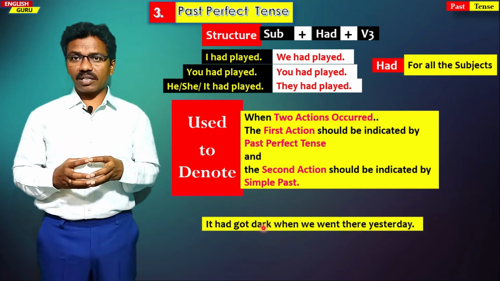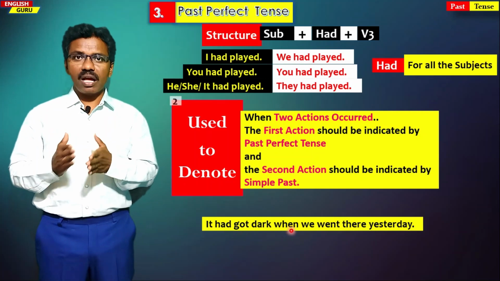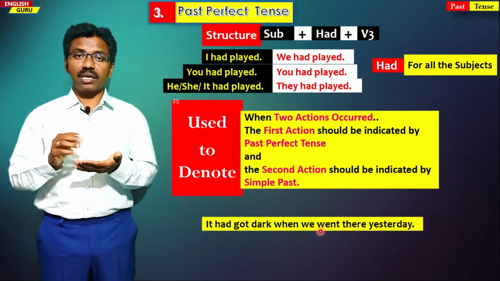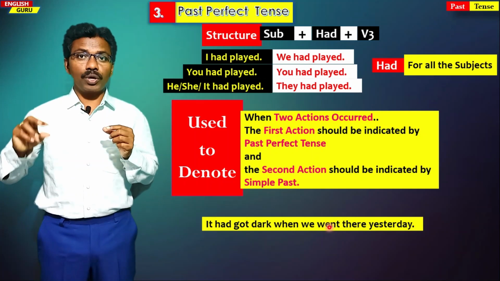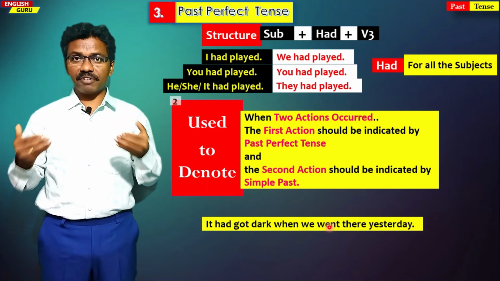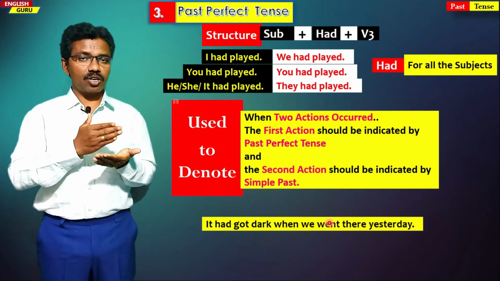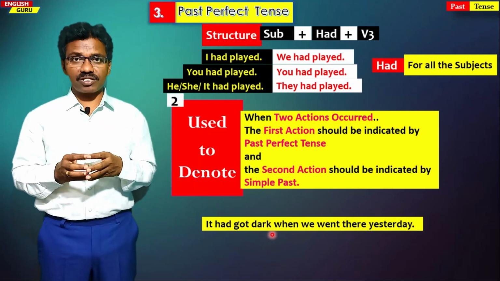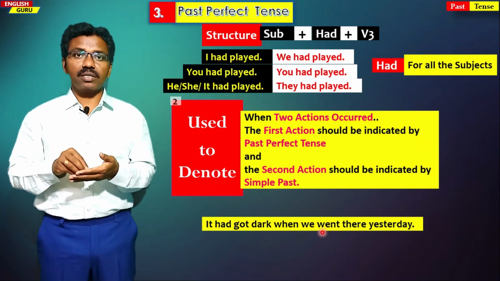It had got dark when we went there yesterday. Here, had got is a past perfect structure; we went is a simple past tense. So there are two actions. Going there is one activity, getting dark is another activity. Which happened first? Getting dark happened first. That's the reason it had got dark is written in past perfect tense, whereas the second happened action is going there, that is, we went there. So that's the reason it is written in simple past tense.